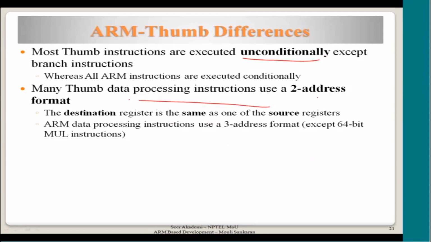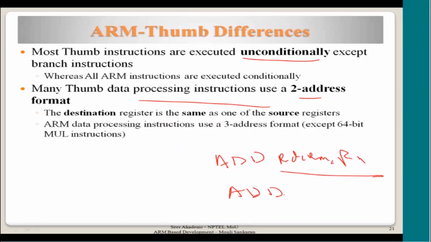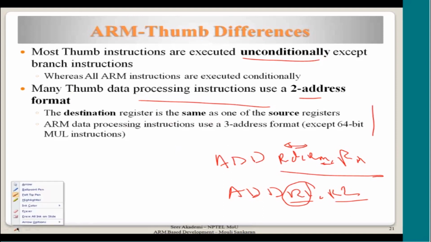Similarly, the data processing instructions use a two address format. What is the two address format? In a typical ARM state, we say RD, RM, RN, so you can mention 3 registers, whereas in thumb state you can mention only 2 registers, R1, R2. That means only RD and RM. It will assume that RD itself is also the first operand, so they both are the same. So only the 2 register format is allowed in thumb state.